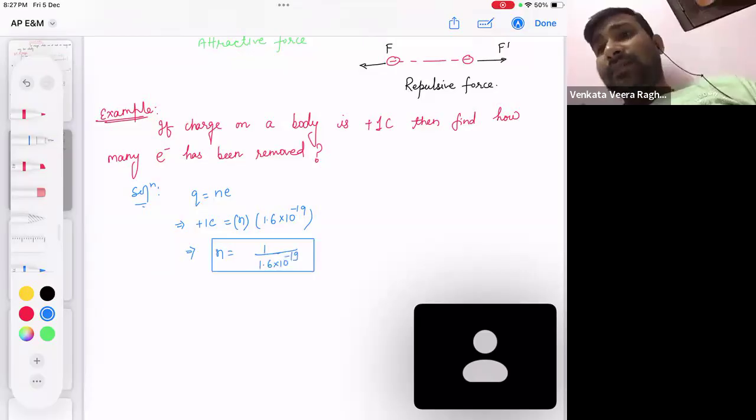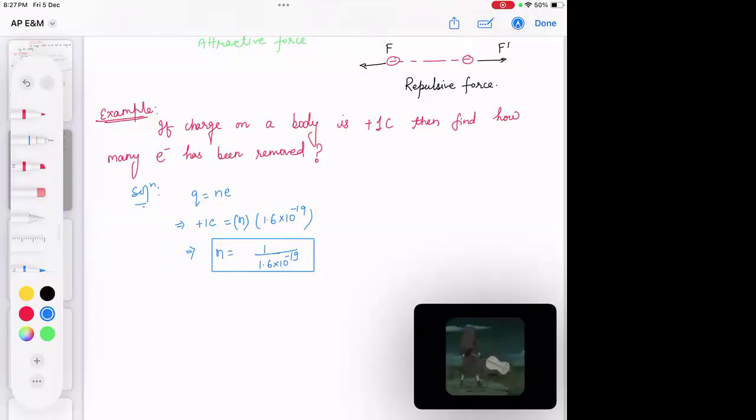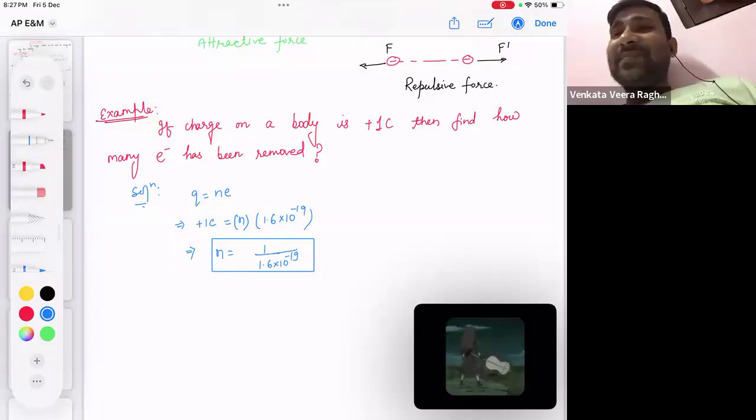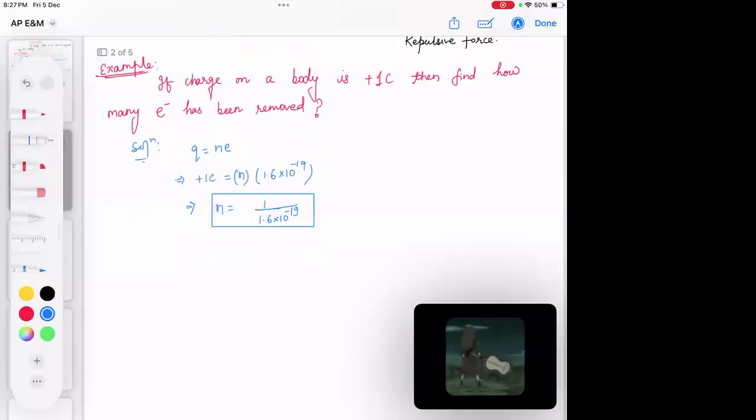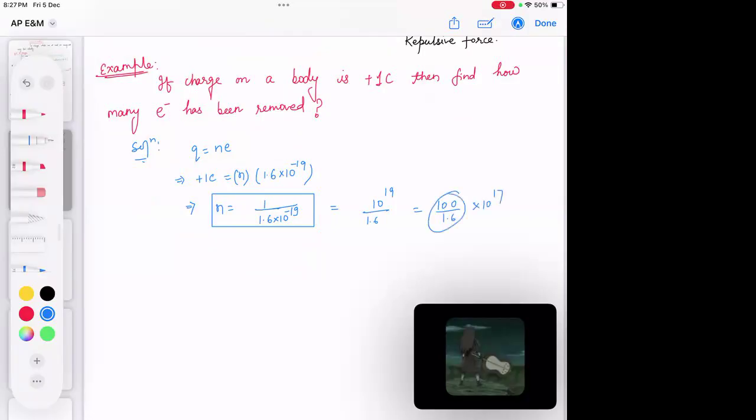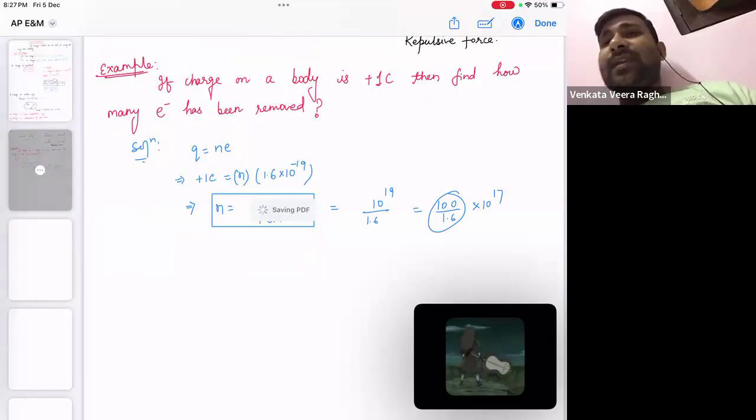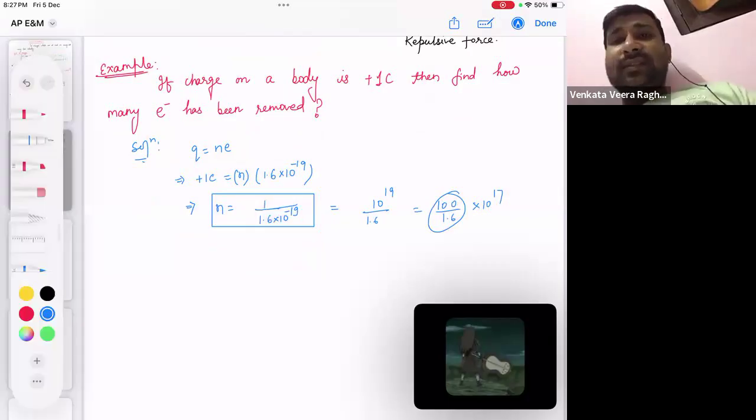Is that clear? That is an integer. Don't worry about that, okay? It is 10 to the power 19 by 1.6, right? Or you can write it as 100 by 1.6 into 10 to the power 17. That makes it an integer, right? 100 by 1.6 is 625, so it is 625 into 10 to the power 16 or 15. So that's why it makes it an integer. That's why this question is generally given, because we think, okay sir, how can this be an integer? Understood?